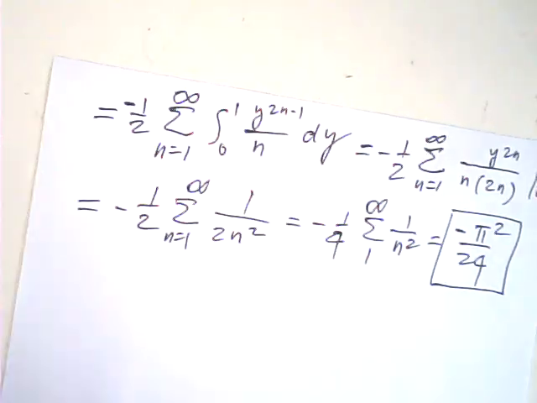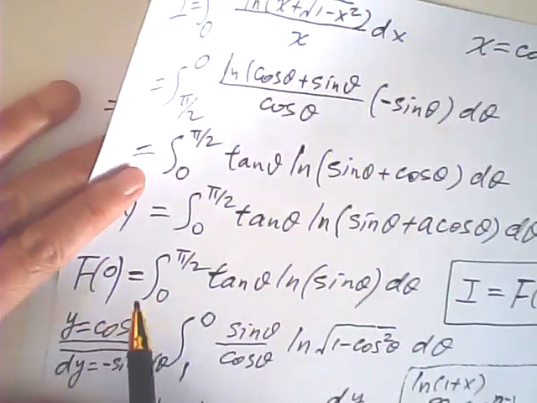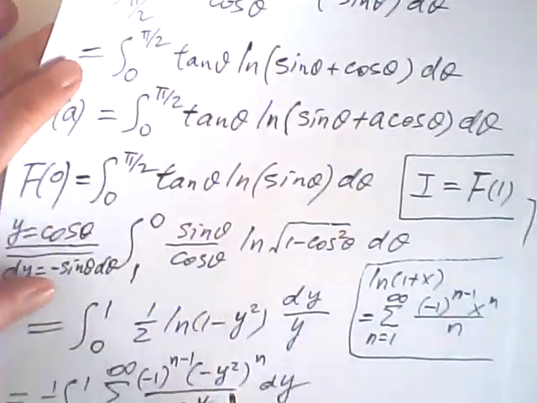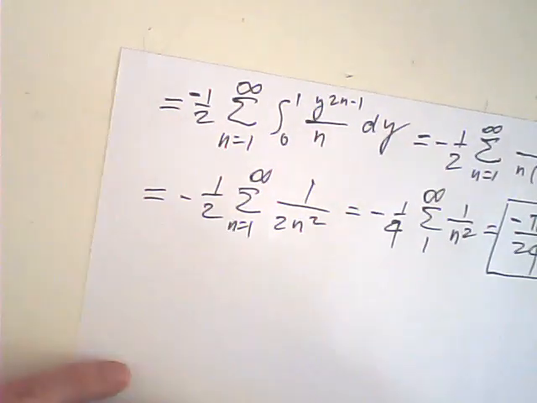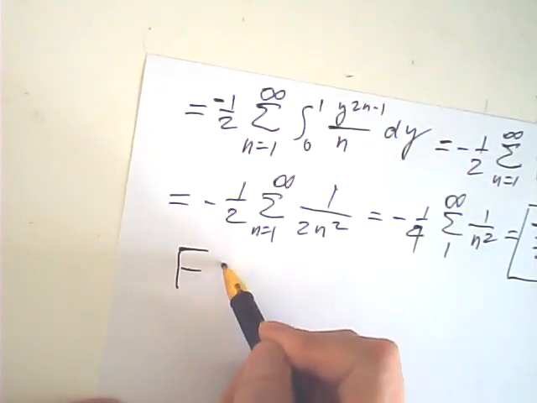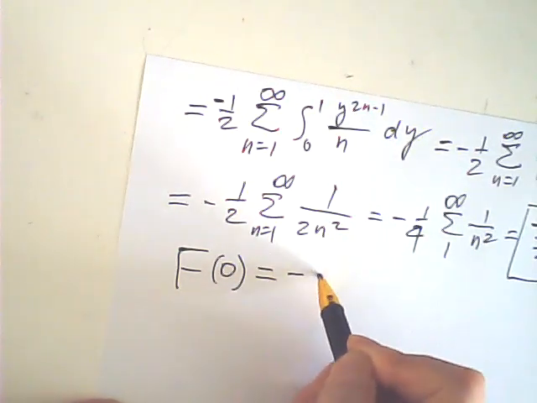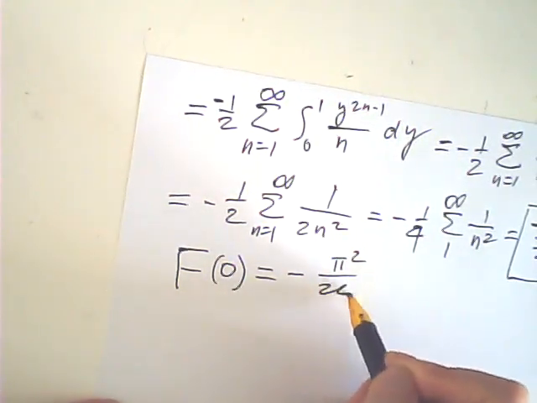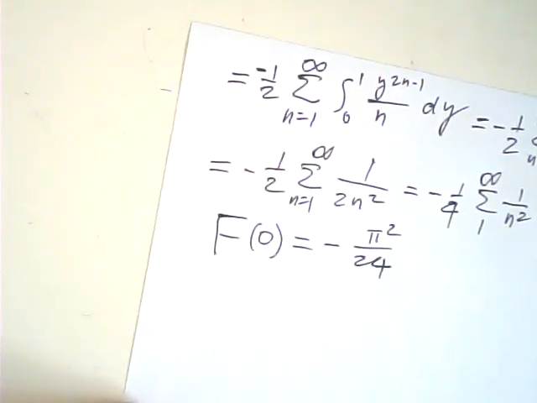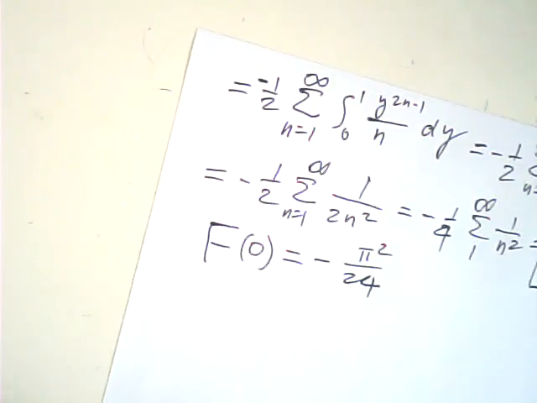Okay, what are we looking for? We're looking for f of 0. So f of 0 is equal to negative pi squared over 24. Okay, good. All right, what then?